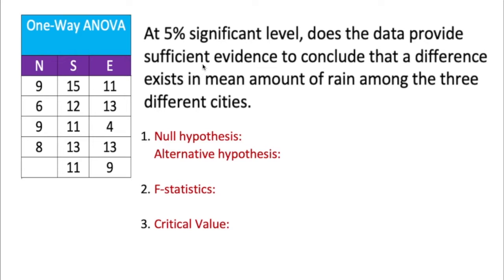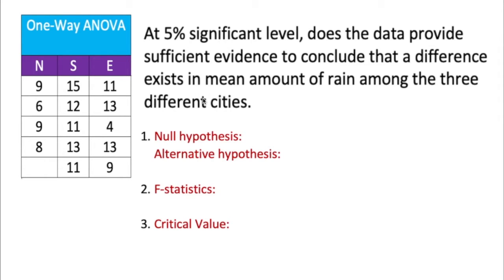What is the question asking? At a 5% significance level, does the data provide sufficient evidence to conclude that a difference exists in the mean amount of rain among three different cities? So these are the three different cities: North City, South City, East City. Is there any mean difference between the three cities?